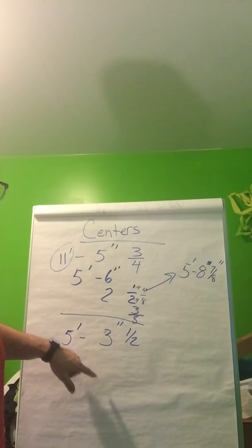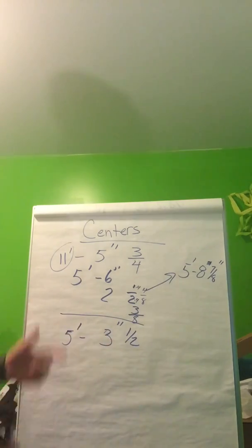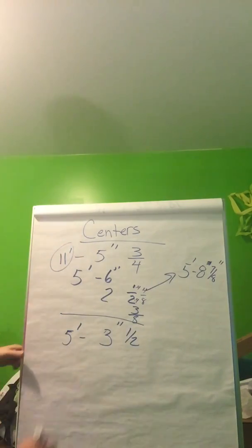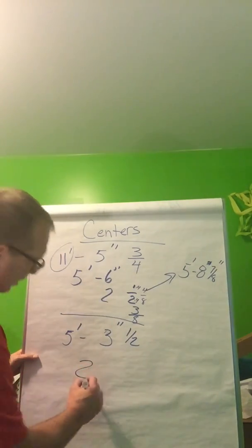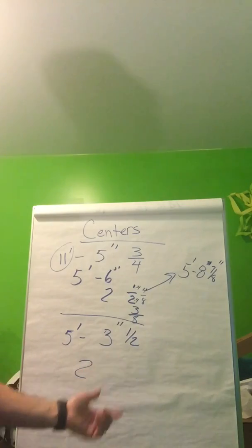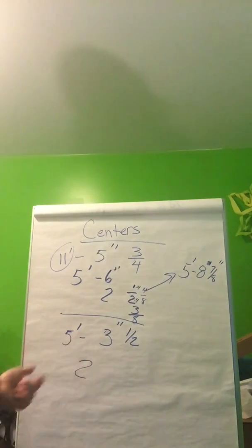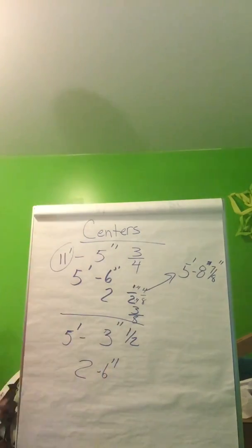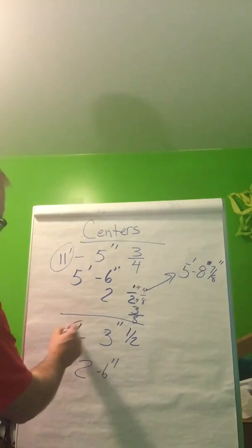5 foot, 3.5 inches. What's half of 5 foot? Same thing as the 11 feet here. We know it's 2 feet, right? Because that would be 4 feet. Half of 1 foot is what? Thank you. 6 inches. There we go. Now we line this off. We can circle this off.